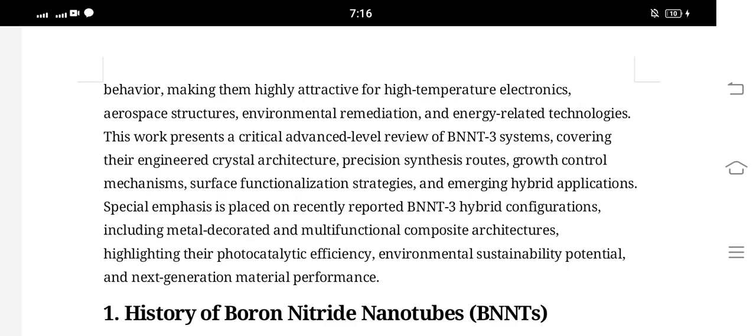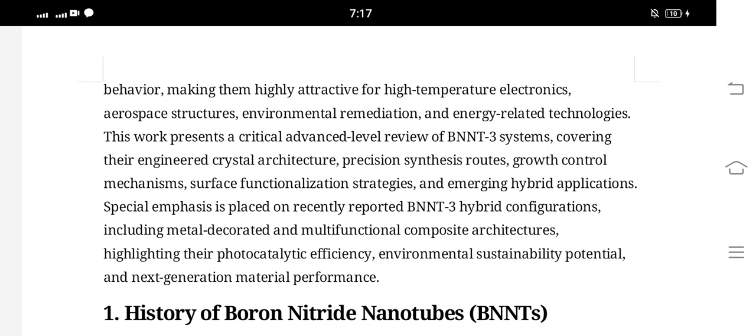In recent years, research emphasis has shifted from pristine BNNTs towards functionalized and hybrid systems, where surface modification is employed to expand their applicability. BNNT-3 type systems are particularly suitable for such modification because their multi-wall structure often offers enhanced mechanical robustness and larger surface area for interaction.